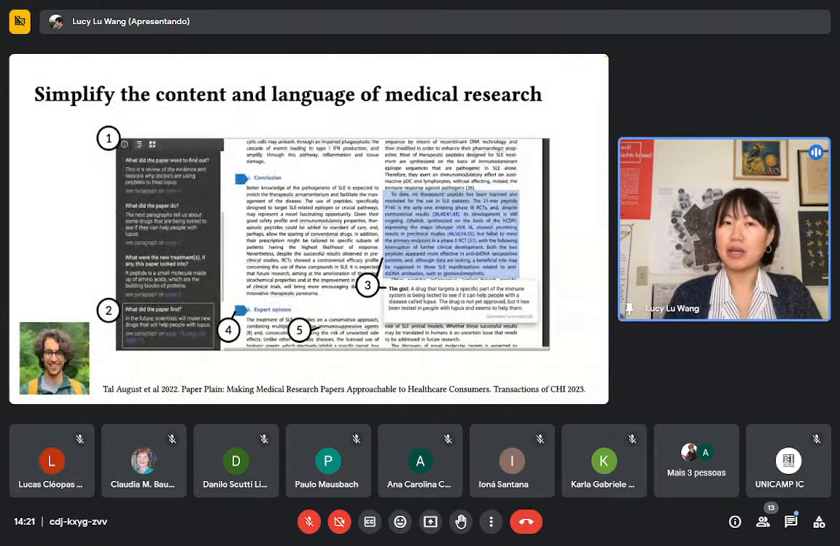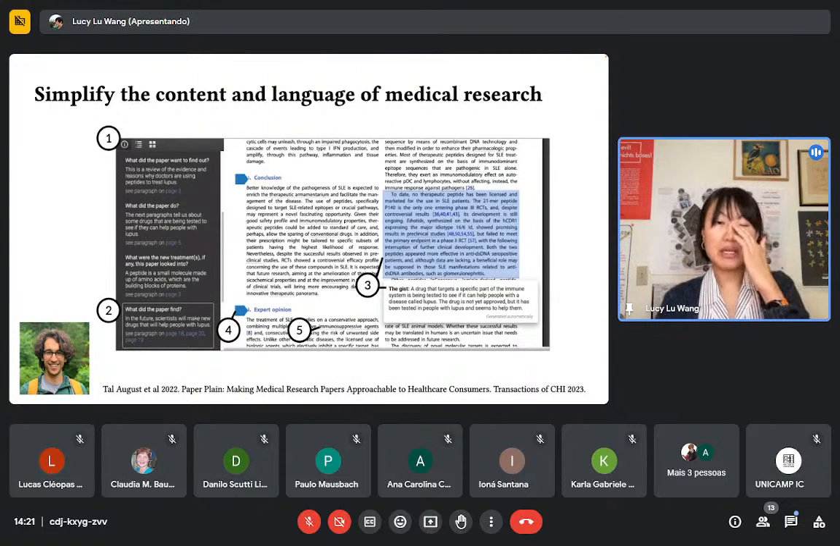This work was led by an AI2 intern, Tal August, and we were motivated by this challenge that non-expert readers sometimes try to read medical papers to glean information. For example, maybe they're a patient or caretaker of someone suffering from a rare disease for which only experimental treatments are available. So there's no general purpose, general audience targeted content for them to read.